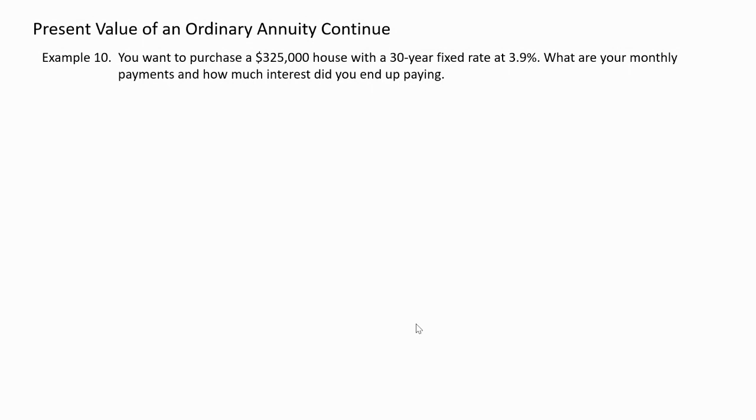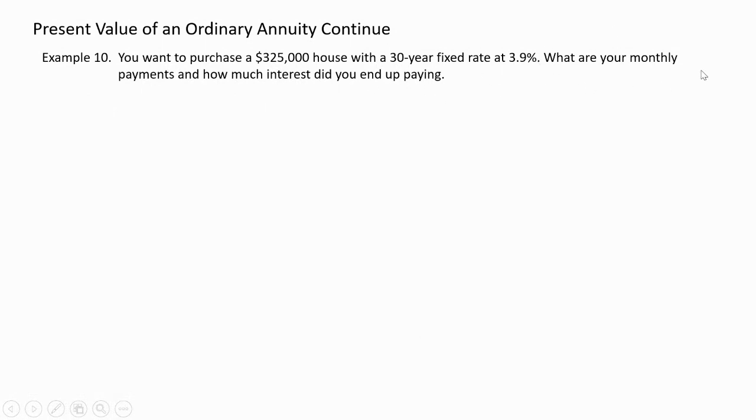Most of the time, guys, for houses, it's 30 years or 15 years. Those are the most common ones. But if you end up paying extra every month on the principal, you can pay off your house a lot quicker and pay less interest. So now let's do this example. You want to purchase a $325,000 house with a 30-year fixed rate at 3.9%. What are your monthly payments, and how much interest did you end up paying?